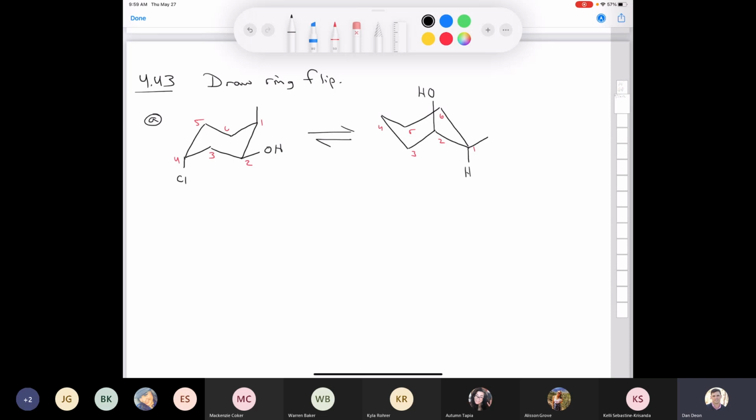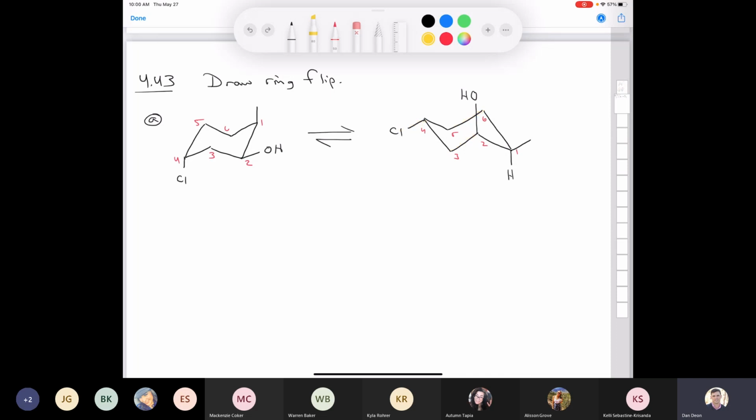And then the chlorine is down and axial here. So in our other conformer, it's going to be pointing down. But if it's down and axial in one conformation, in the next one, it's going to be down and equatorial. So I'm going to draw a line down like this. Again, notice that this bond is parallel to these two bonds right here, as best I could. So there is the ring flip, my friend. So we've got to do that for a couple more.